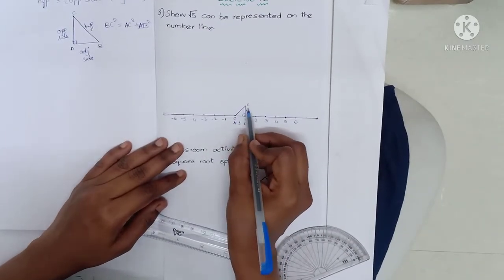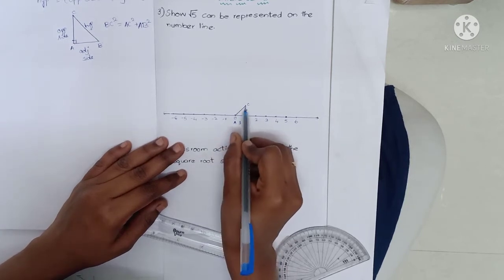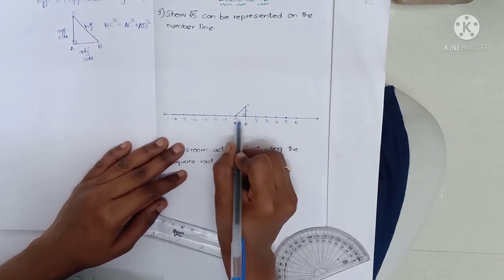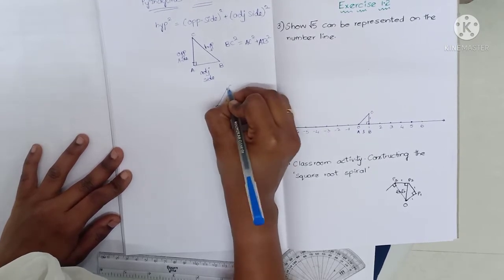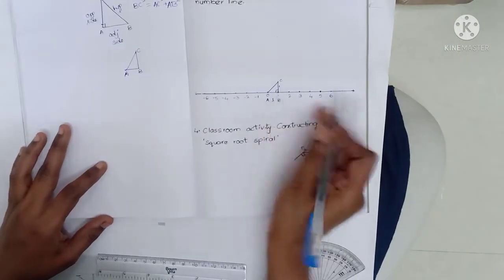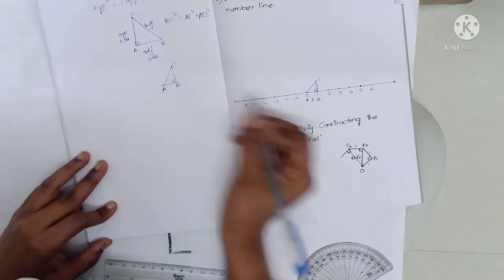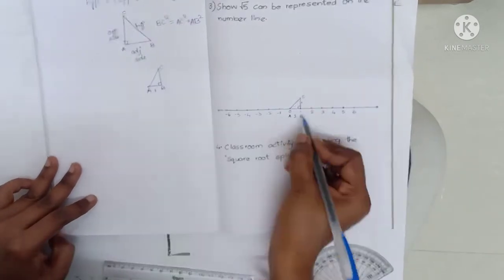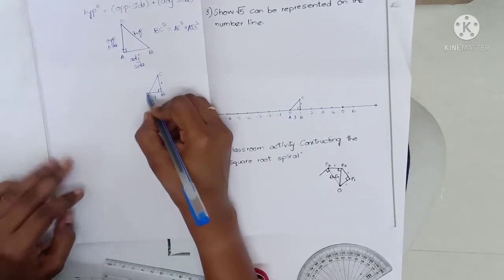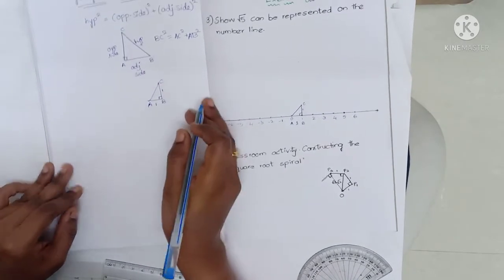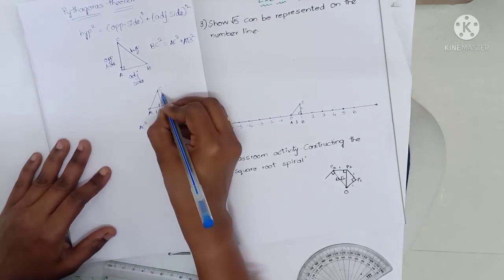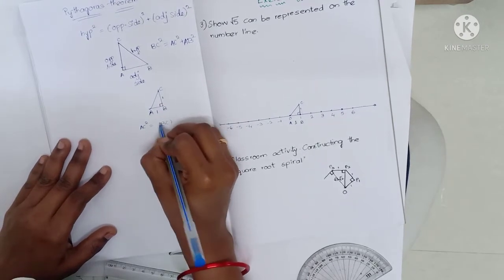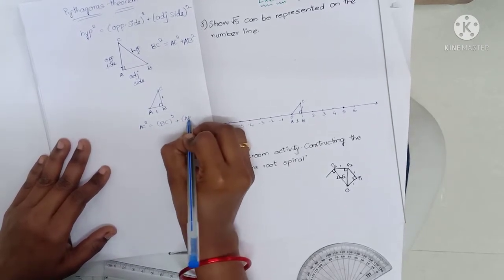Now how to find the length of AC, children? If you observe, this is a right angle triangle. ABC is a right angle triangle, right angled at B, and the length of AB is 1 centimeter and the length of BC is 1 centimeter. So, we can find AC using the Pythagoras theorem. Hypotenuse square, that is AC square, is equal to opposite side square BC square plus AB square.